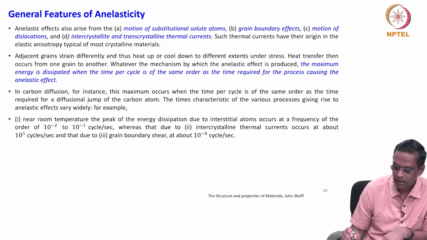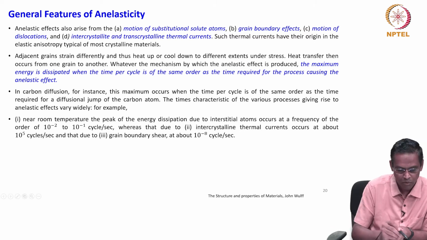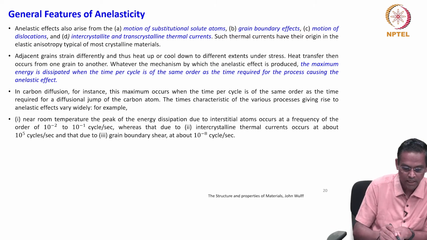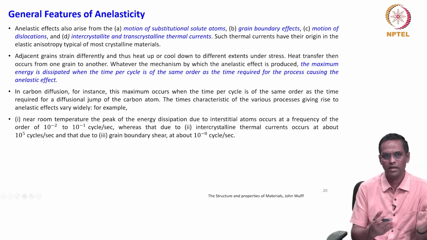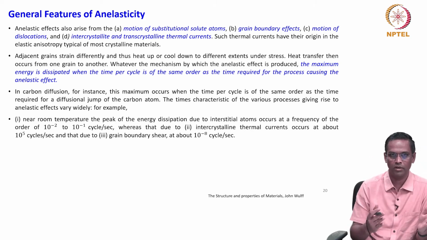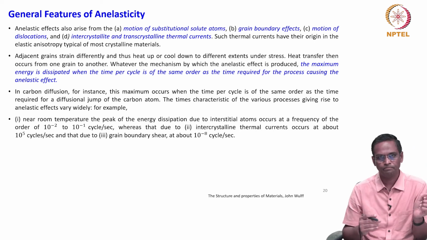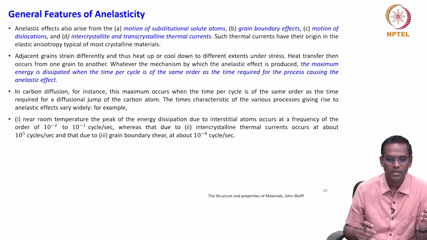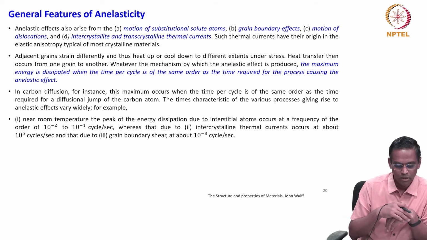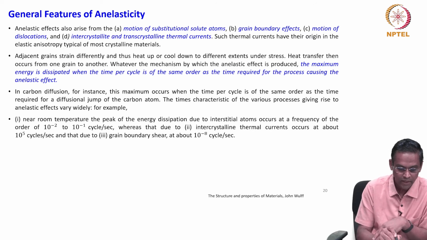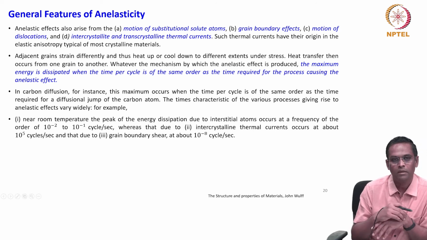Whereas intercrystalline thermal currents occur at about 10 to the power 5 cycles per second. Look at the different frequencies. Now you can relate these frequencies with the diagram we have shown, right? We have just seen the energy dissipation at different frequencies. So this is one classical example. This frequency is very different compared to this frequency, and the grain boundary shear occurs at about 10 to the power minus 8 cycles per second.